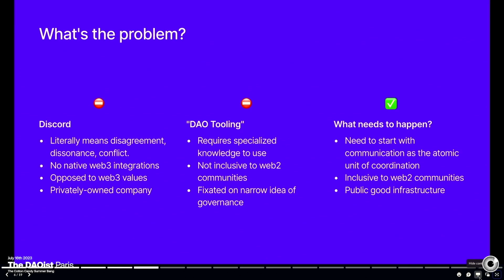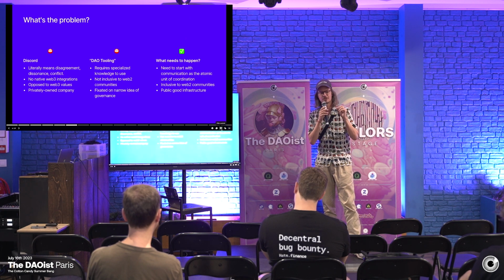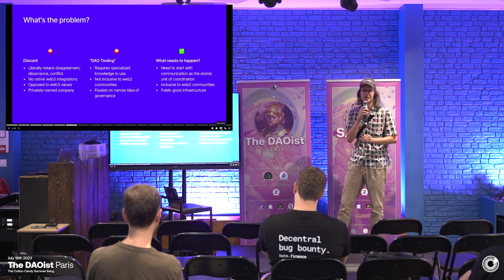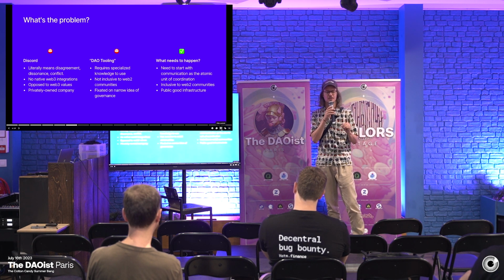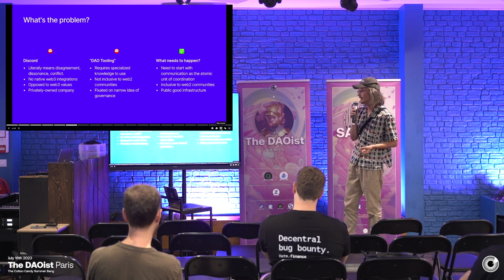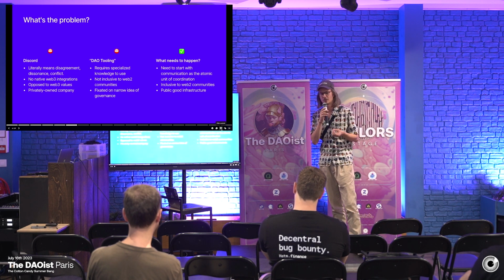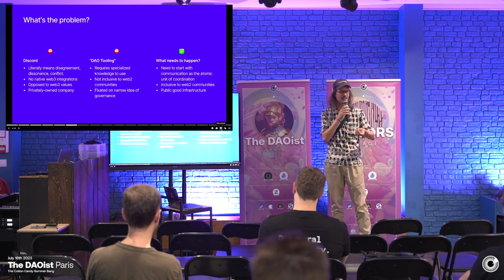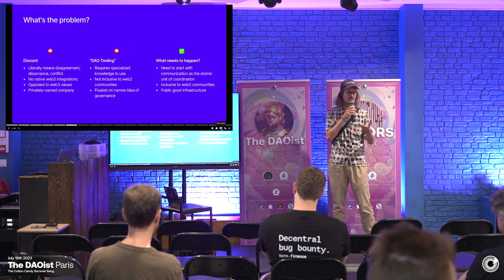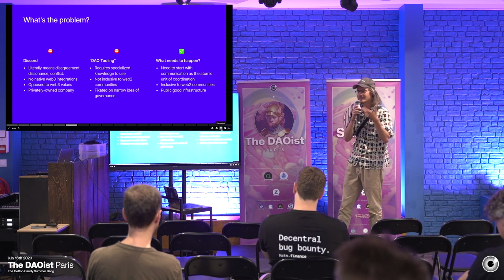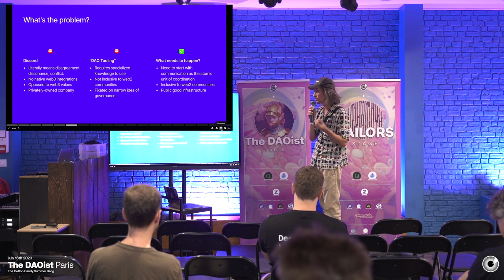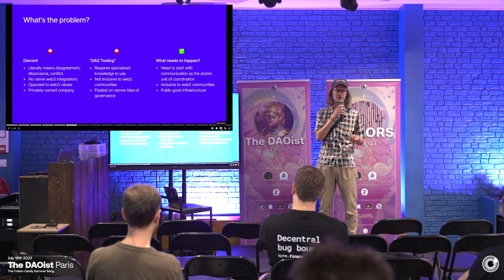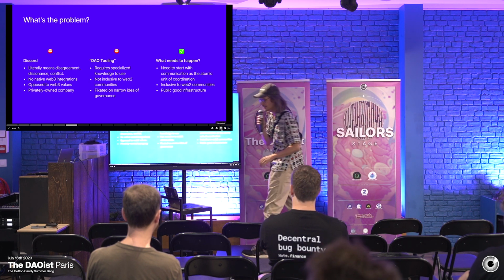So what needs to happen? We believe at Commonground that we need to start with the atomic unit of coordination, and that is communication. We need to fix the communication stack and tools that we use today. And it needs to be inclusive to Web 2 communities because they are actually the ones that can sustain us financially and in all other ways, because that's where the masses are. Web 3 is too small of a market. And of course, it needs to be public good infrastructure that we're going to adopt as a space.